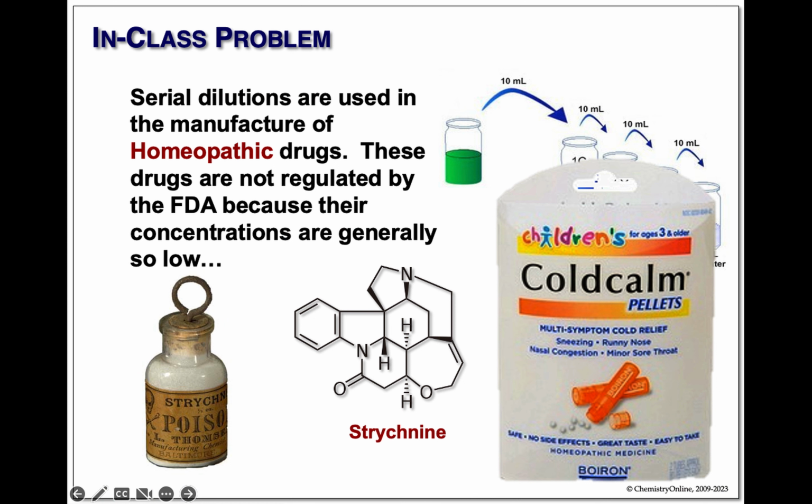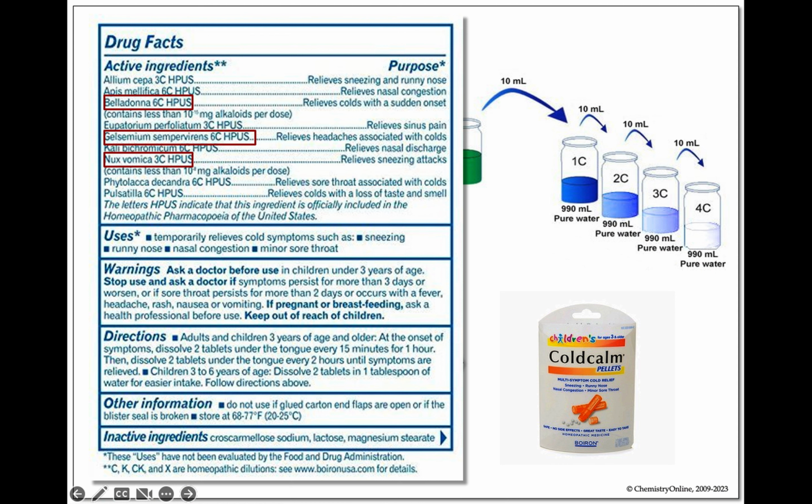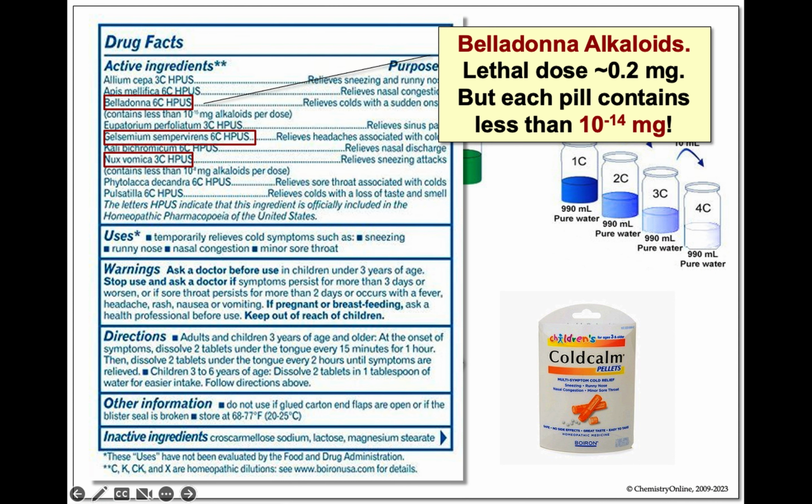Turns out the active ingredients in children's cold calm includes strychnine. Let's look at the label. Start here with belladonna alkaloids. 6C, so that's 6 of our serial dilutions. Belladonna alkaloids. Lethal dose 0.2 milligrams, but less than 10 to the minus 14 milligrams in a dose. Good thing.